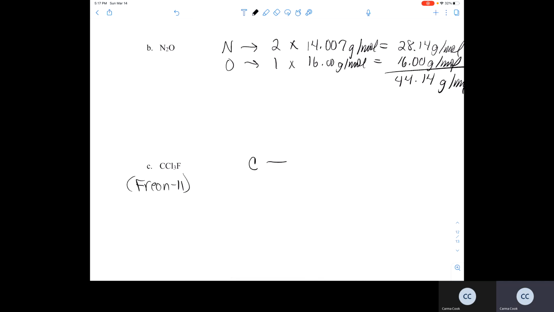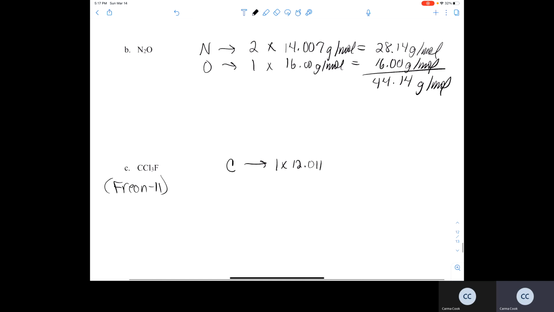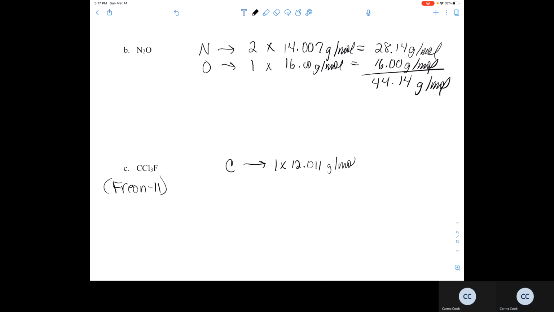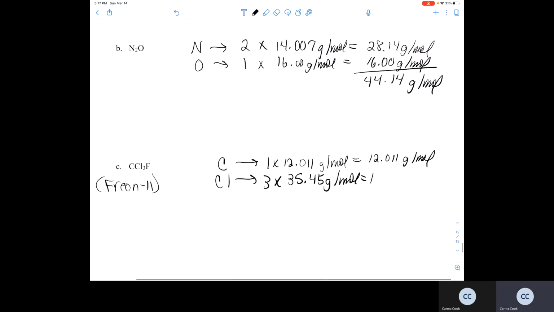It has one carbon atom. Carbon has an atomic mass of 12.011. There are 3 chlorines in the formula. Each chlorine has an atomic mass of 35.45 grams per mole. Do the math.